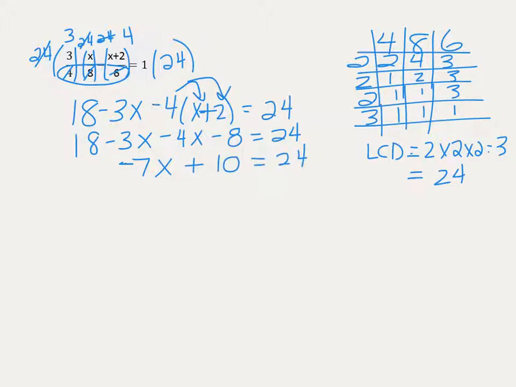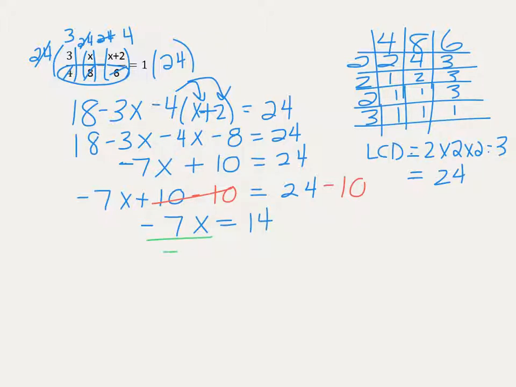Now we're going to solve for our value of x here, and we're going to do that by subtracting 10 from each side. So negative 7x plus 10 minus 10 is equal to 24 minus 10. And don't forget, what we do to one side, we do to the other. That helps us eliminate, so we just have our variable on one side. Negative 7x is equal to 14. And then we're going to divide by negative 7 on both sides. And that's going to give us a solution of x is equal to negative 2.